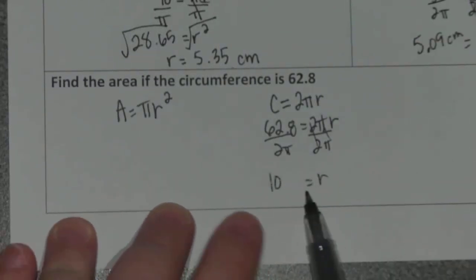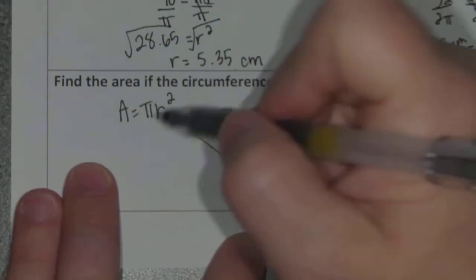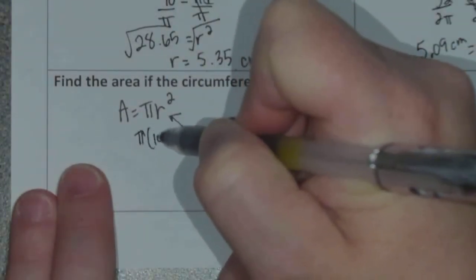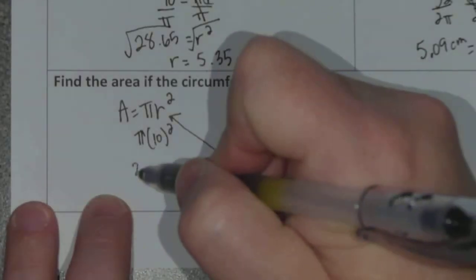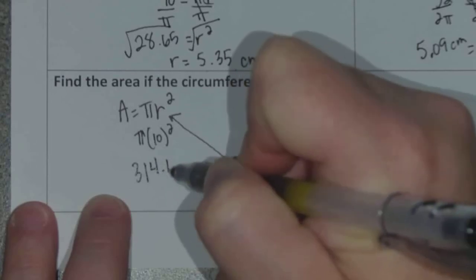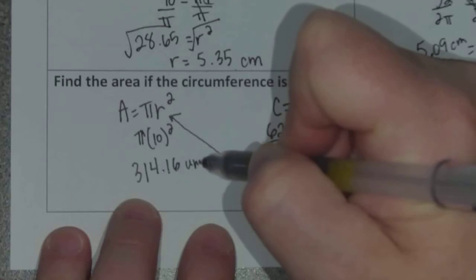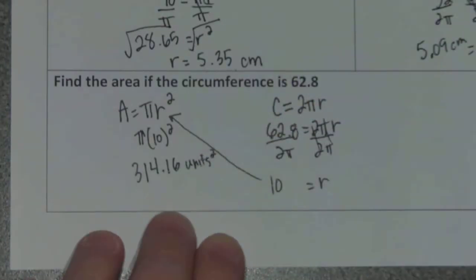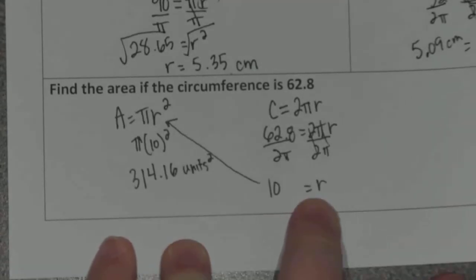Okay. If my radius is 10, that makes it really easy to put back up into this formula, right? So I'm going to have pi times 10 squared for my area. And when you do that, you get 314.16. And this would be units squared, because it didn't tell me feet or inches or whatever, so we're just going to go square units. Okay, questions on that?